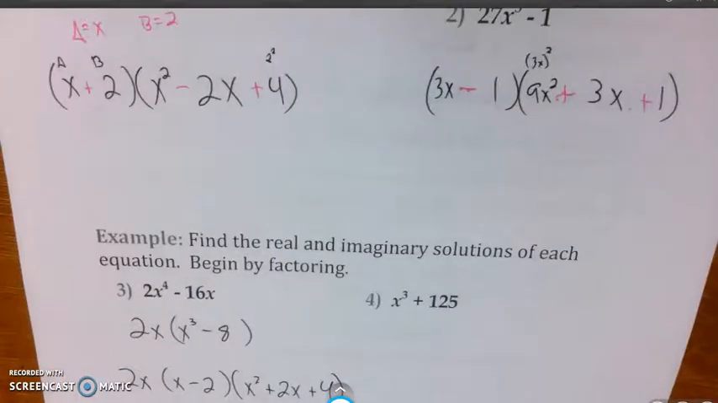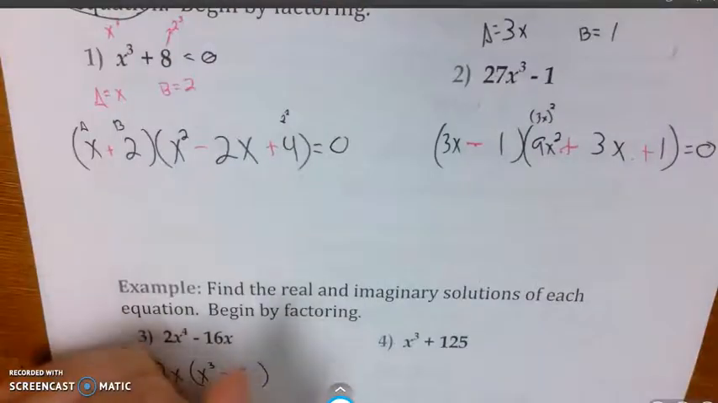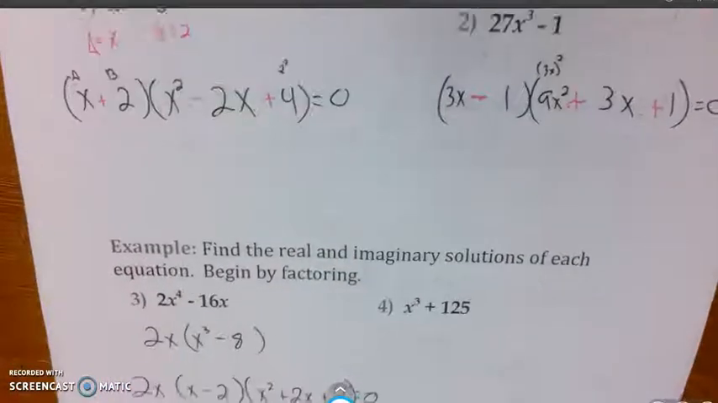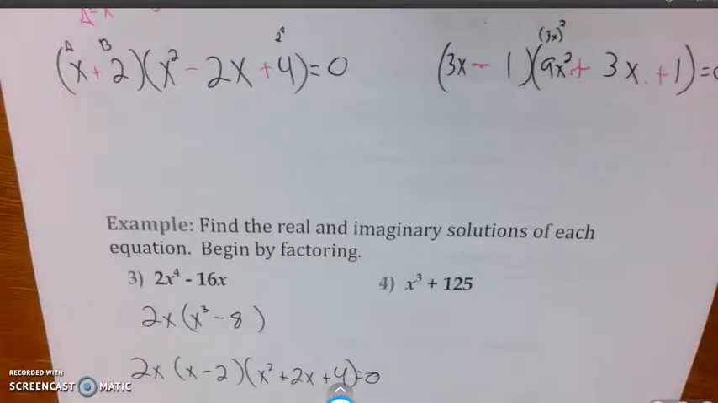Now for each one of these, it's wanting us to solve. So we're going to assume that there is an equals 0 at the end of all of these. And we are going to save the solving for the following video. So look forward for a part 2 because I'm running low on time.